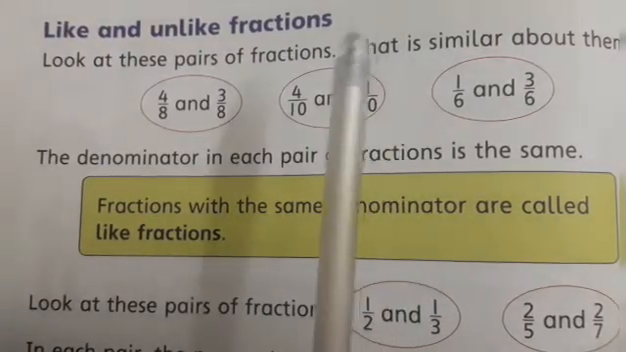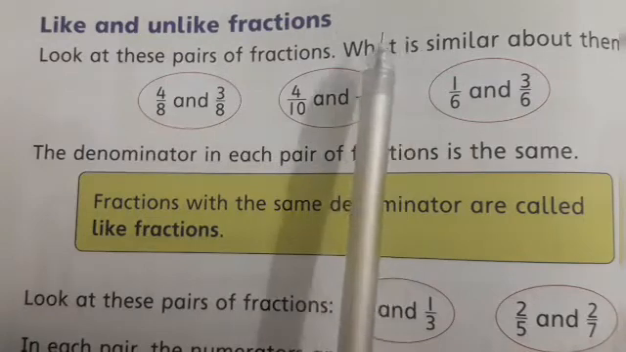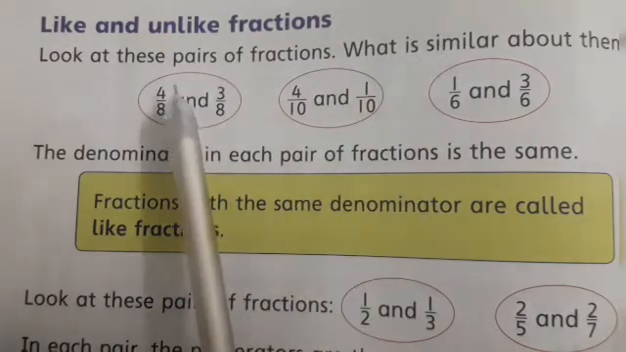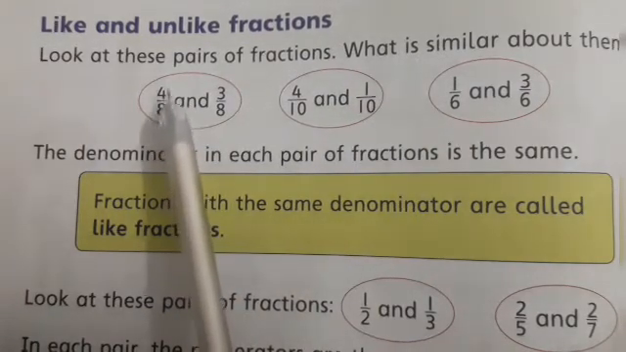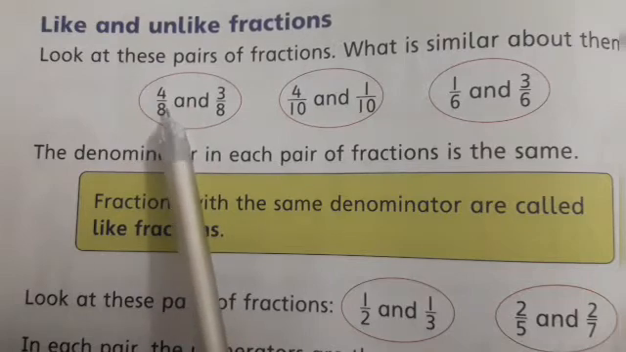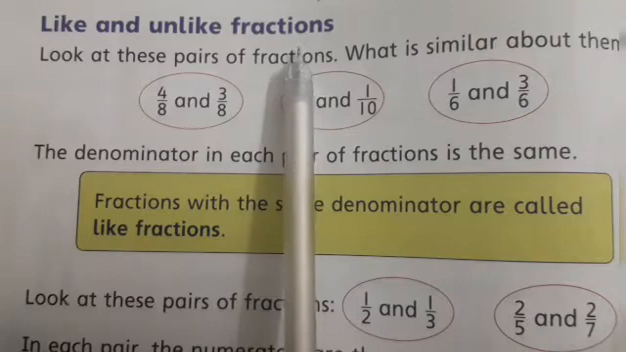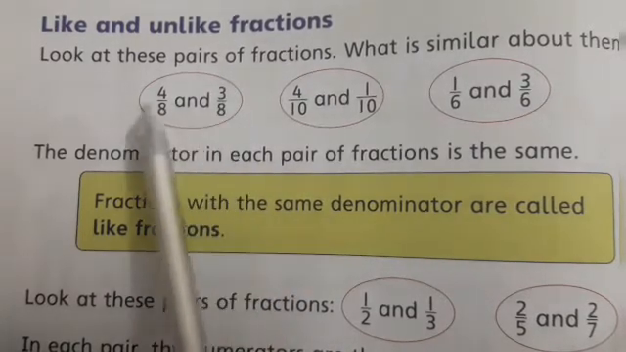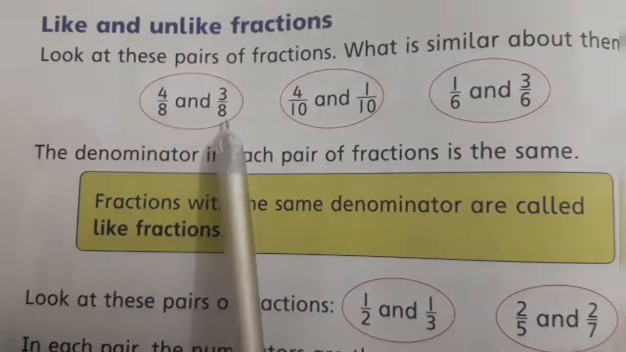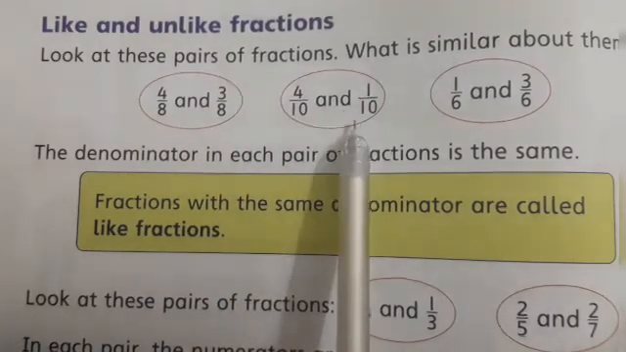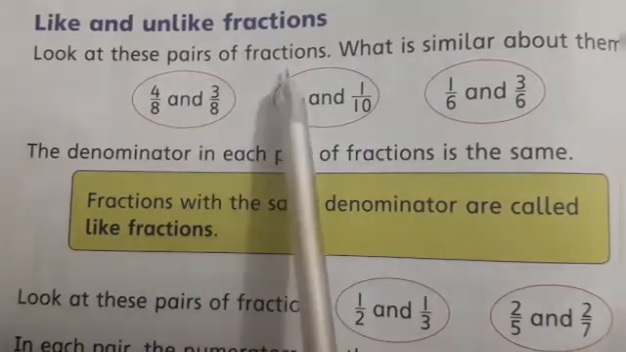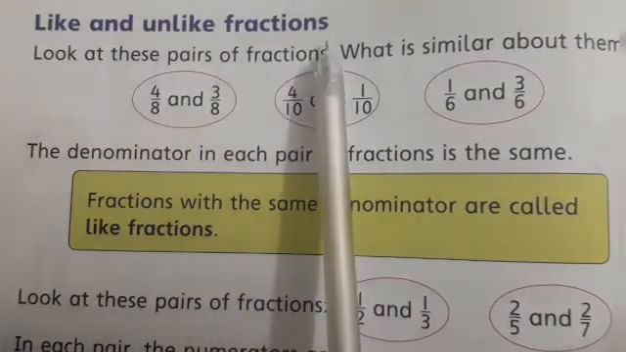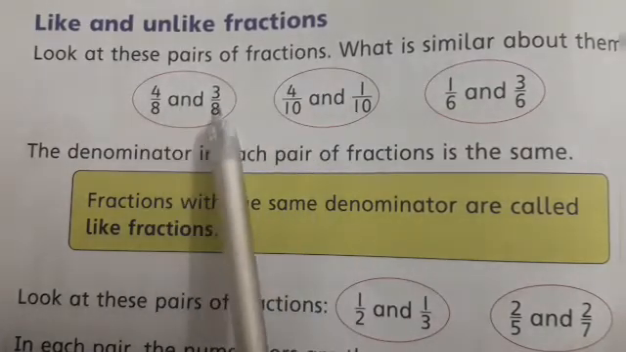Okay students, as I explained proper and improper fractions, there is just one fraction, like 4 by 8. But in like and unlike fractions, there will be two fractions, like 4 by 8 and 3 by 8, 4 by 10 and 1 by 10. So look at these pairs of fractions. In like and unlike, there will be a pair of fractions.